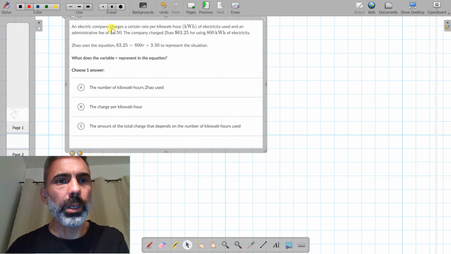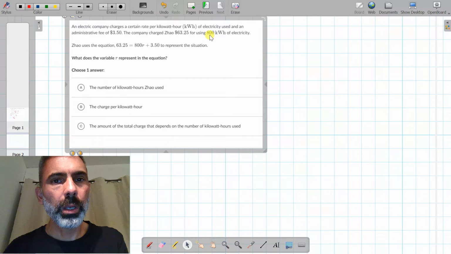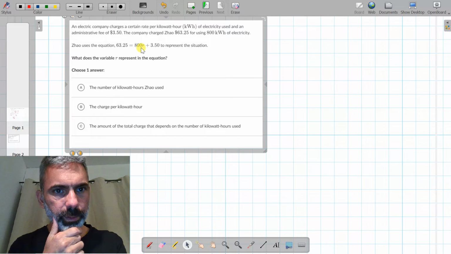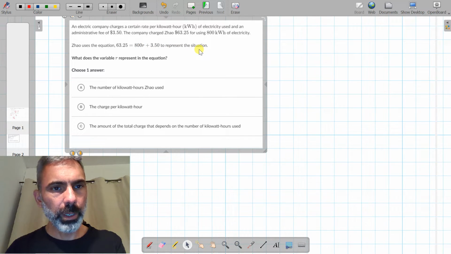An electric company charges a certain rate per kilowatt hour of electricity used and an administrative fee of $3.50. The company charged Zhao $63.25 for using 800 kilowatts of electricity. Zhao uses the equation 63.25 equals 800R plus 350 to represent the situation.